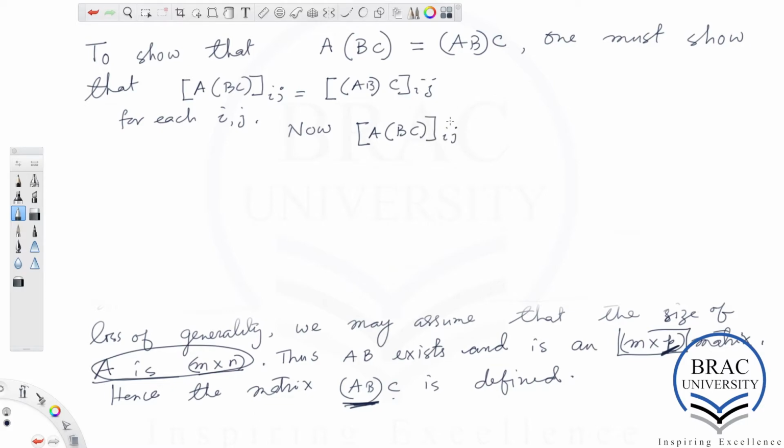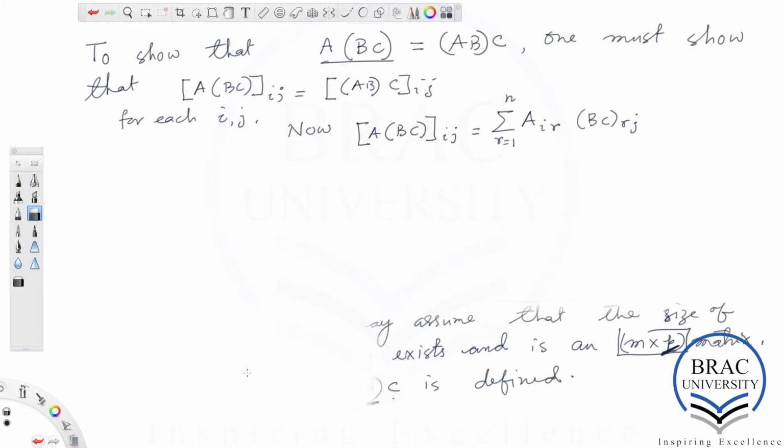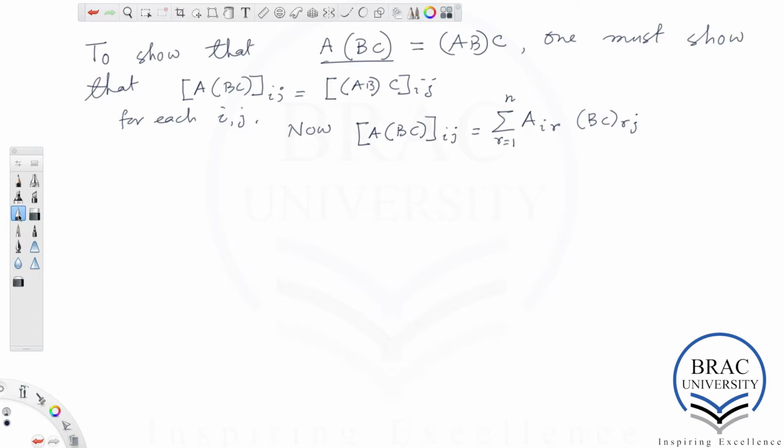Okay, now let us get started with the left hand side, which is A times BC sub ij, the ijth entry of the left hand side matrix. Okay, and this by the definition of matrix multiplication can be written as the sum over r of a_ir times (BC)_rj. Okay, r is running from 1 to n.